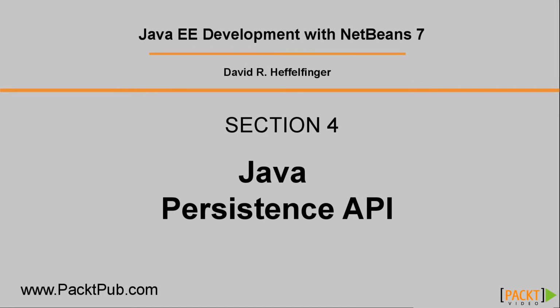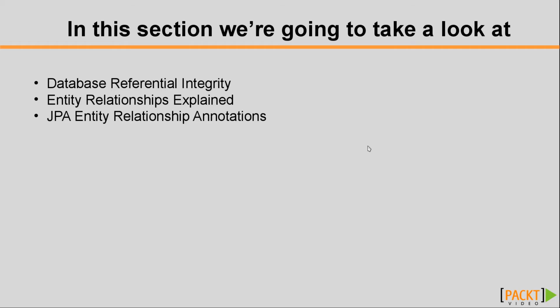Welcome. In this section, we are going to continue talking about JPA, or the Java Persistence API. Specifically, we are going to talk about entity relationships. Okay, we'll talk about database referential integrity in general. Then we'll explain what entity relationships are, and we'll see the annotations that allow us to create entity relationships.